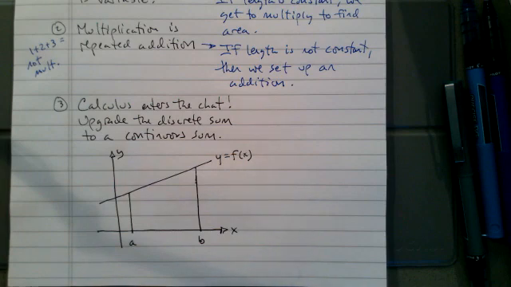So we want to find the area under the curve f of x and above the interval from a to b. Our plan is to assume that the function is constant over some subintervals.